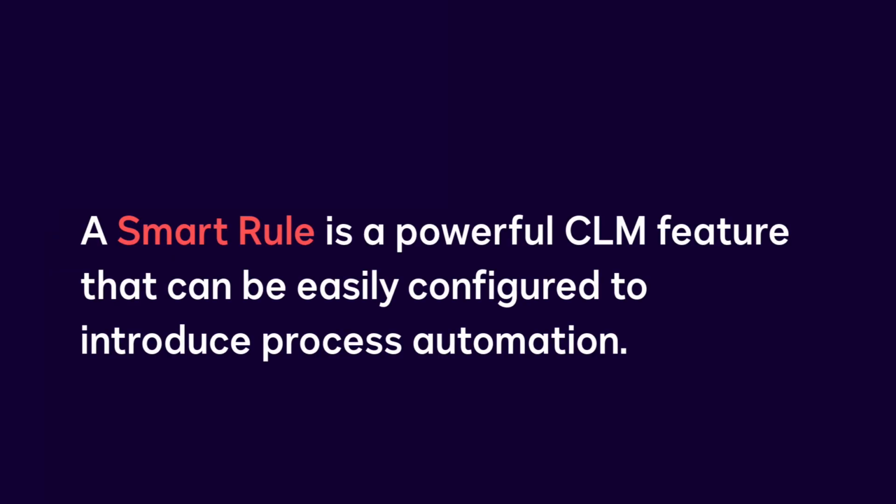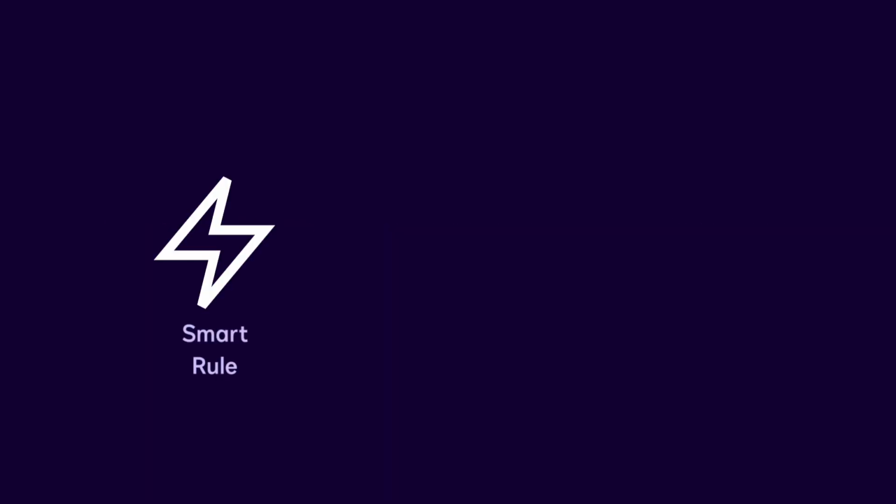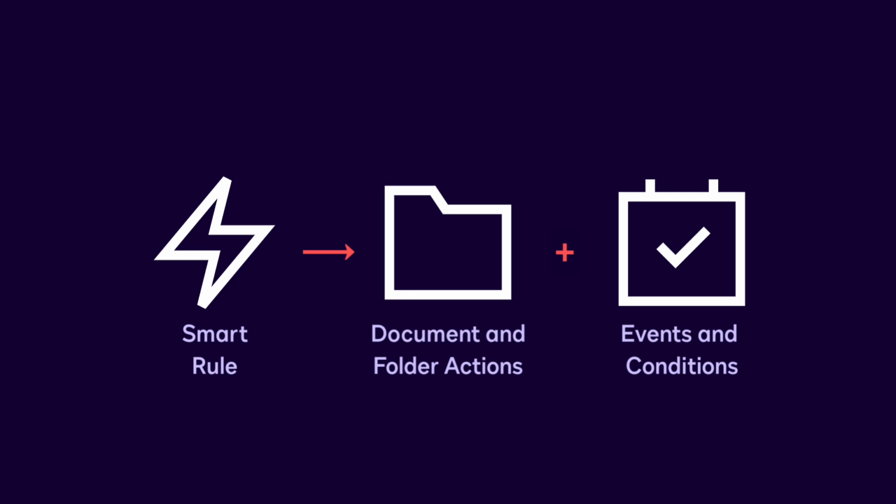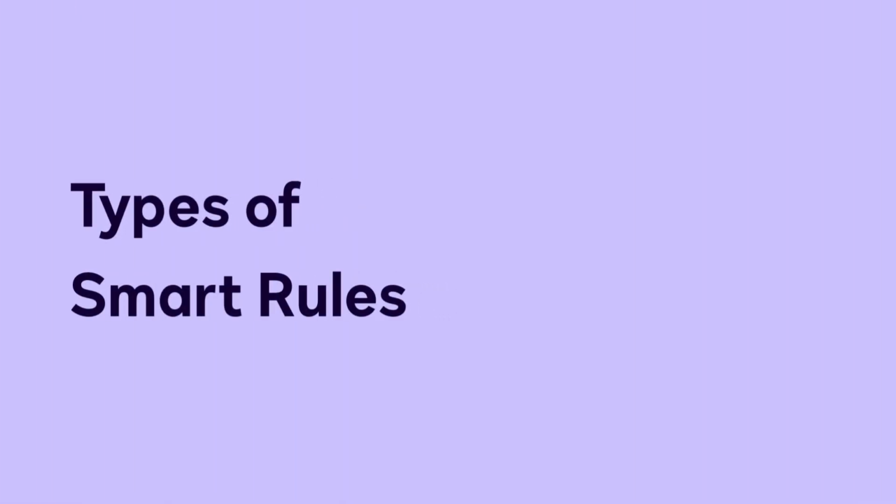A smart rule is a powerful CLM feature that can be easily configured to introduce process automation. A smart rule automates document and folder actions based on events and conditions. There are 3 types of smart rules in CLM.